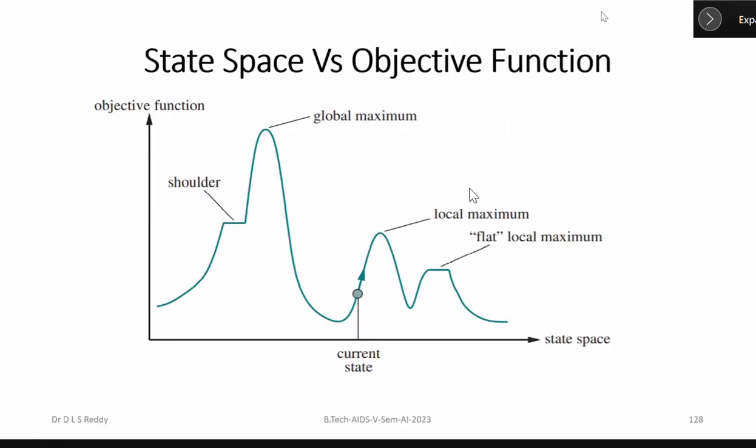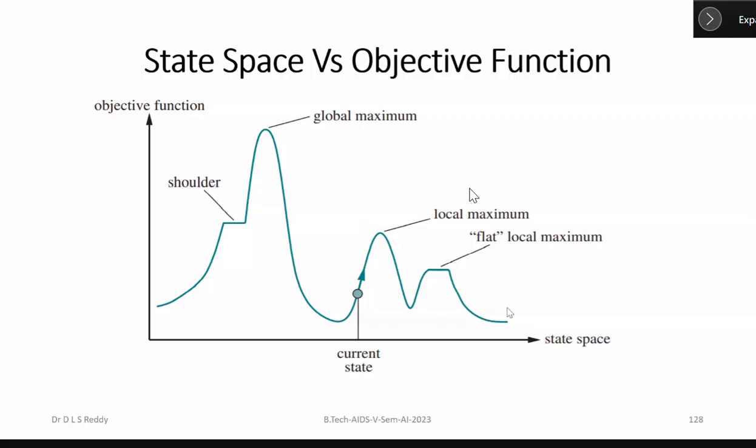So if you see, this is a simple state space versus objective function graph. If you consider the state space and calculate the objective function, this is my graph. I want to travel this graph. While traveling, you have points like this, called the global maximum, this is the local maximum, this is the flat local maximum, and this is the shoulder.